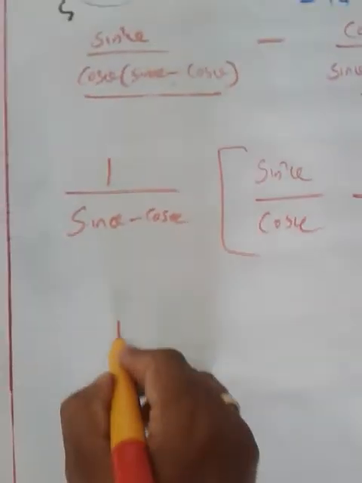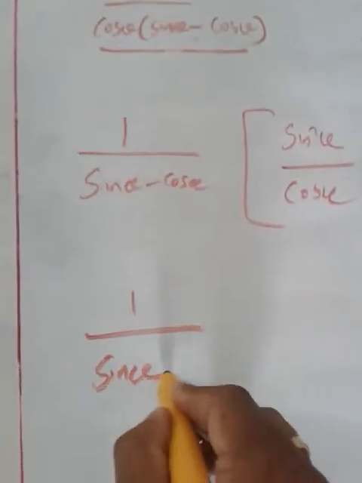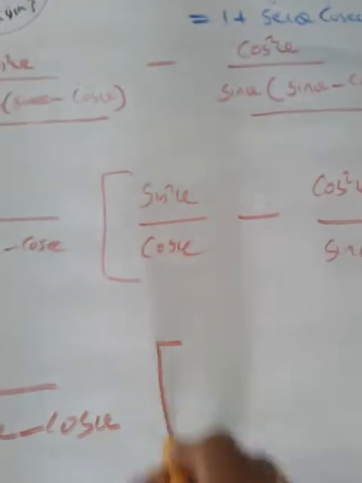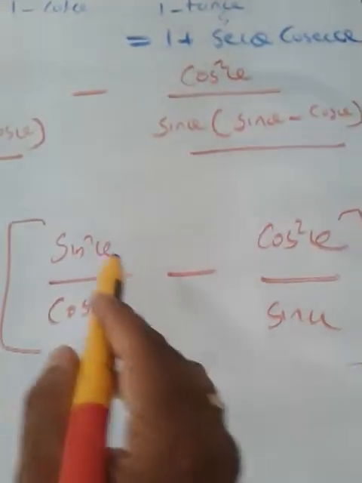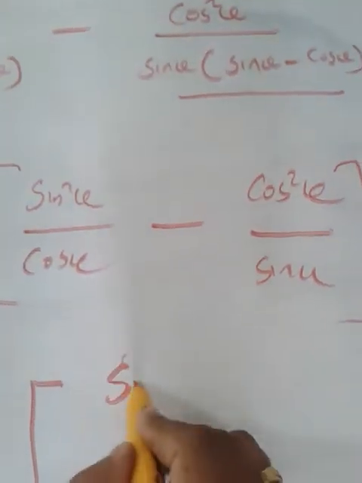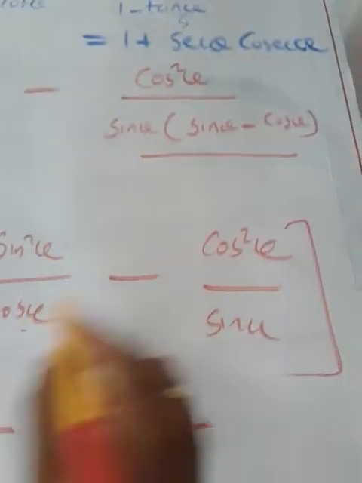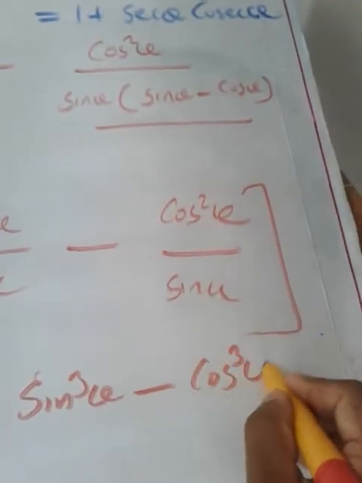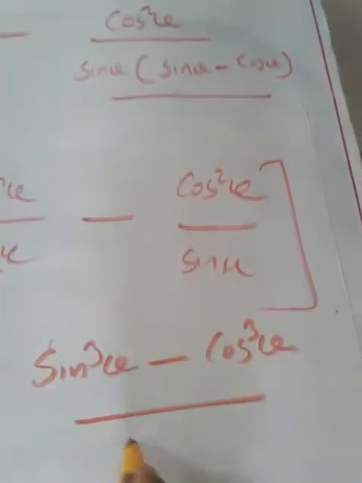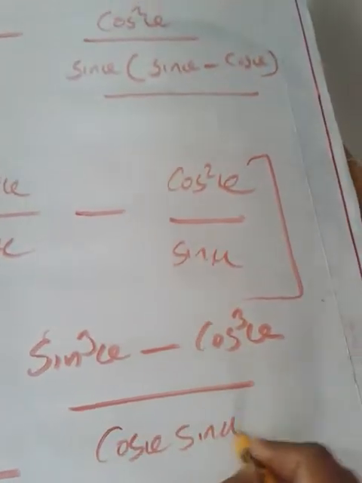And now just see it become 1 by sin theta minus cos theta. You may have understood. And here you can apply cross multiplication. What is sin square theta into sin theta? Sin cube theta minus, what is cos theta into cos square theta? Cos cube theta, divided by what is cos theta into sin theta? Cos theta sin theta as it is.